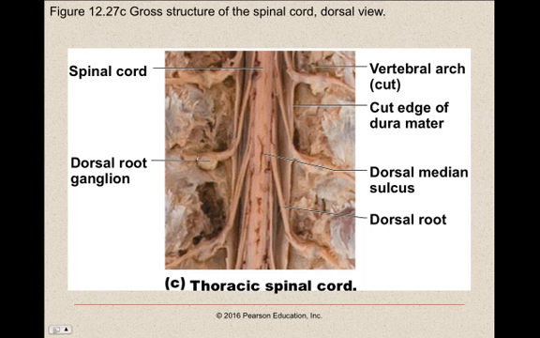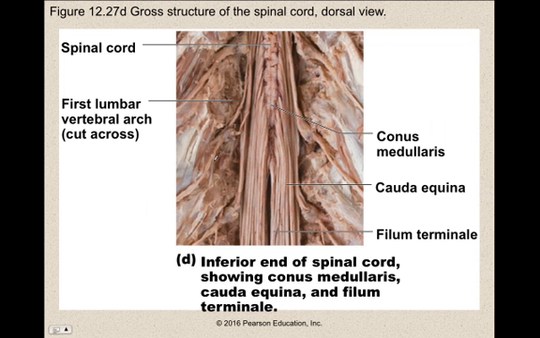Here's the posterior dorsal root ganglion. And this is nice because again you can see some of the structures. Here's the conus medullaris. And then this right here is part of that extension called the filum terminale. And then all the rest of this is all cauda equina.